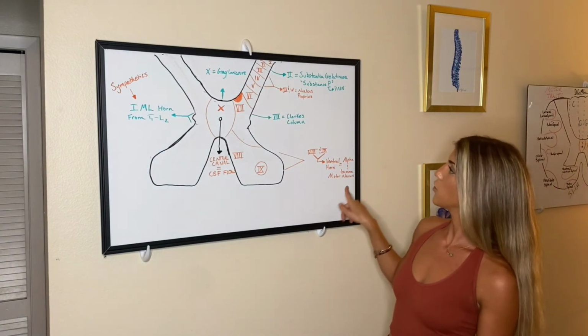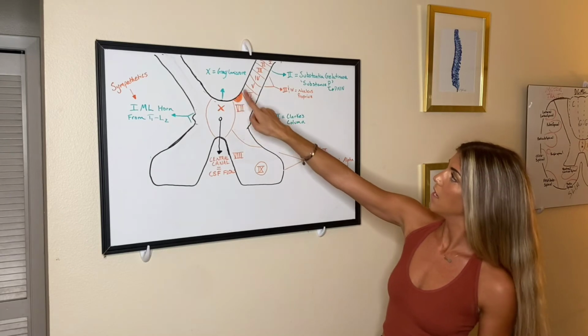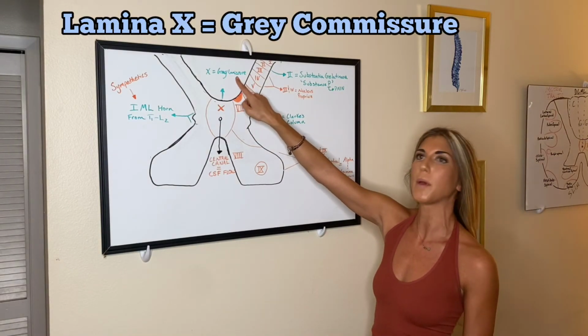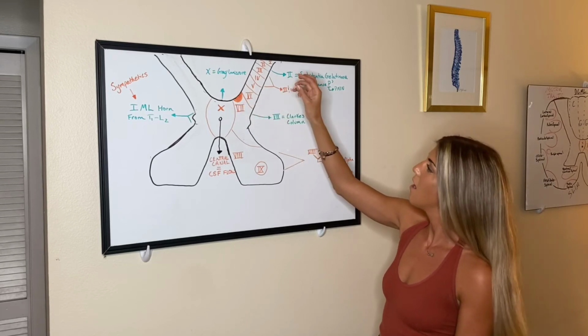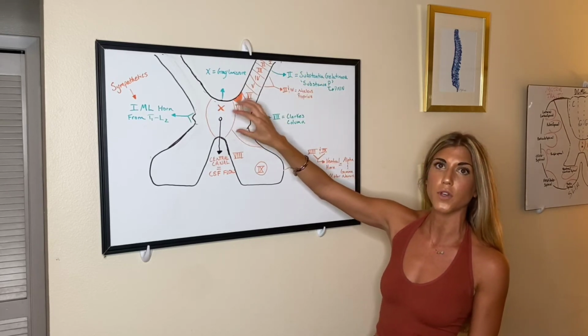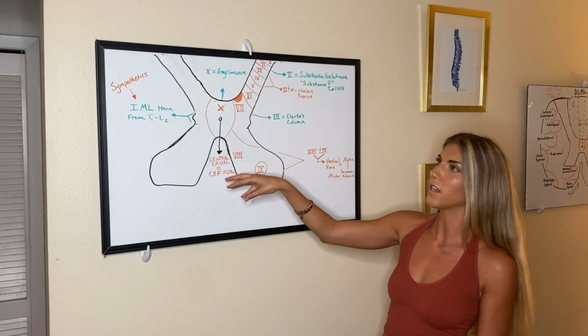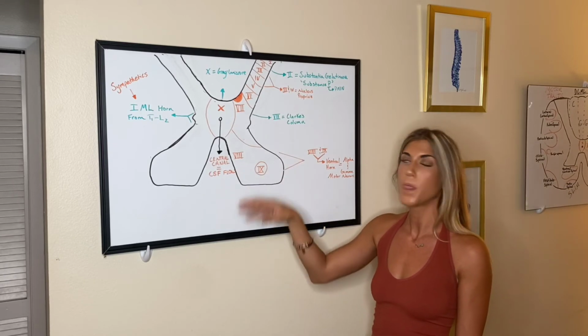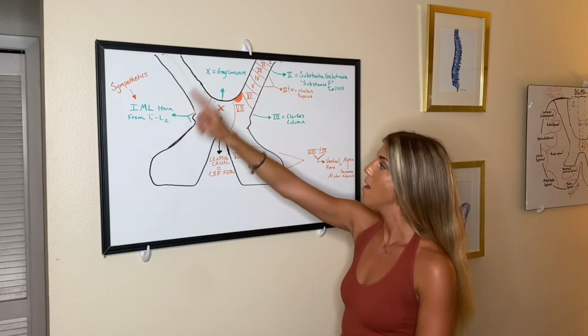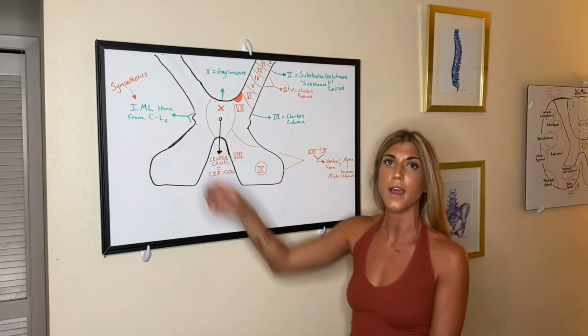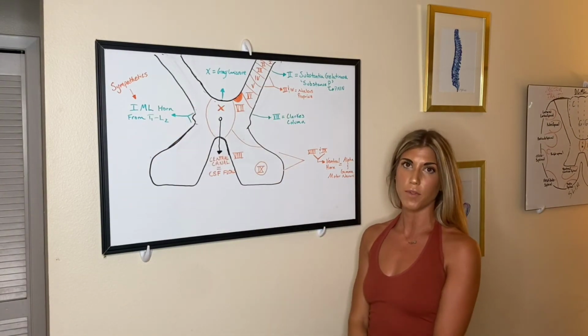And then moving on to 10, which is right in the middle, that's our gray commissure. You can remember that it's in the middle from commissure, communicating. It's located next to the central canal, which has the CSF flow go through that. And then moving over here, we have our intermediolateral horn. That goes from T1 to L2, and that is sympathetic innervation.